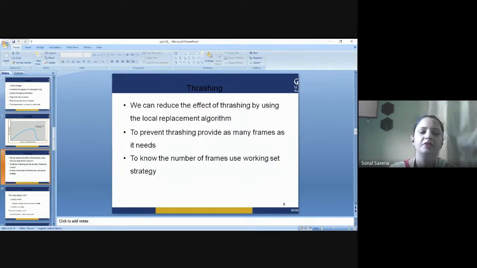We can reduce the effect of thrashing by using the local replacement algorithm. Now, to prevent thrashing, provide as many frames as a process needs, and to know the number of frames, use the working set strategy.